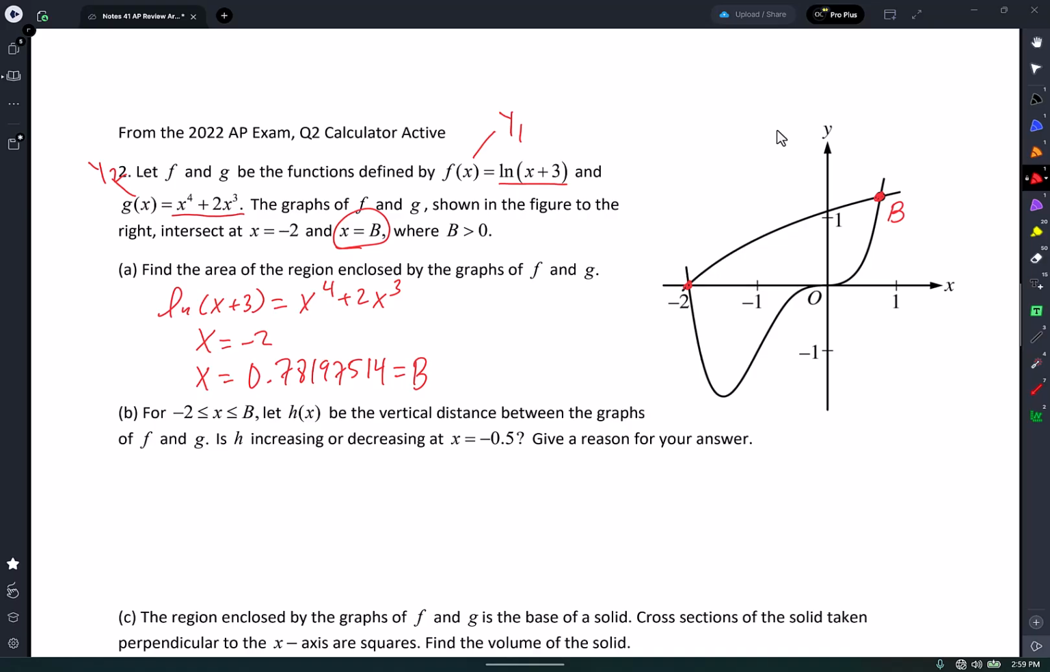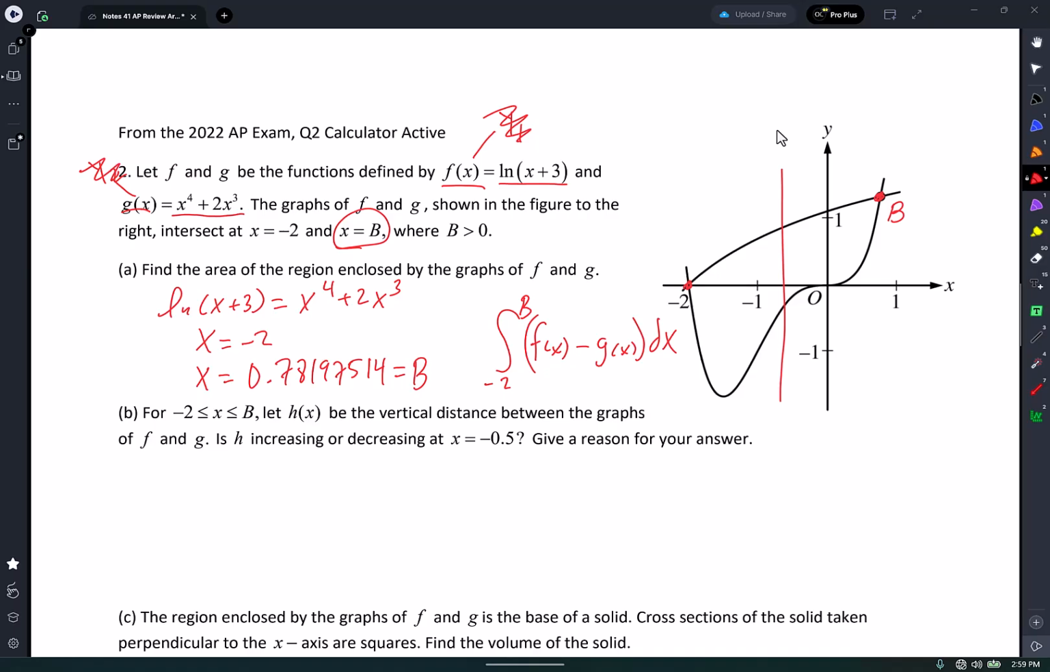Integral. Look, they give the functions names. F and G. Do not call it y1. Do not call it y2. Do not change the name. There's no reason for it. Integral. What's my lower limit? -2. What's my upper limit? B. What curve's on top? F of x. So I'm going to write f of x minus what curve's on bottom? Done. Well, now I got to give the answer, but done.